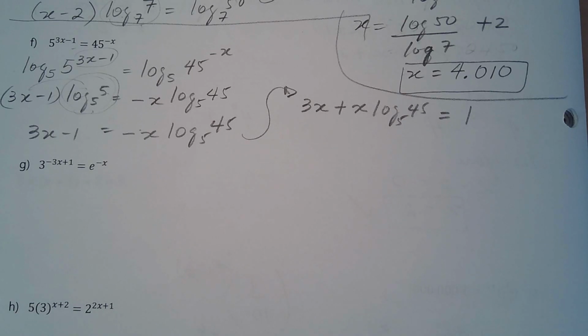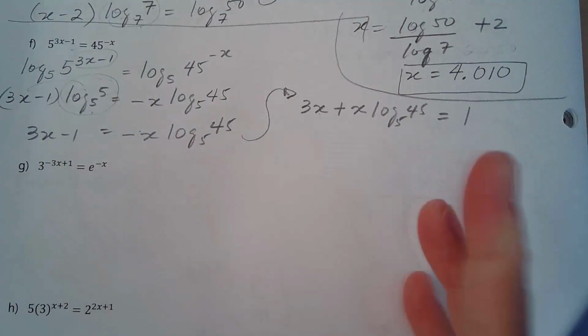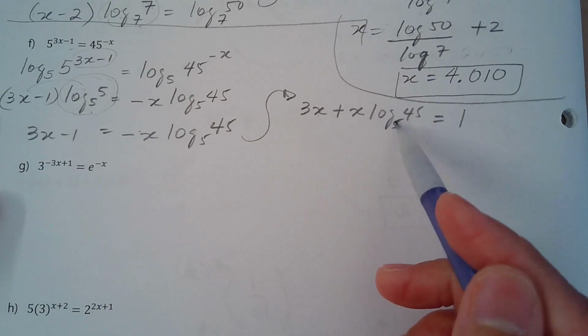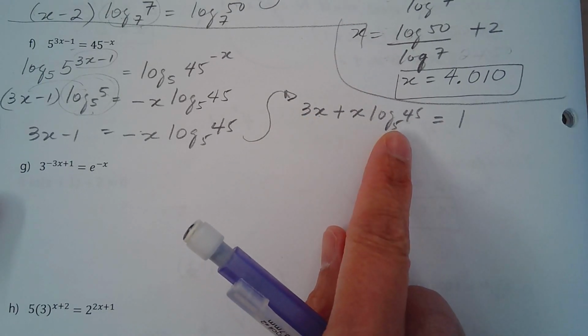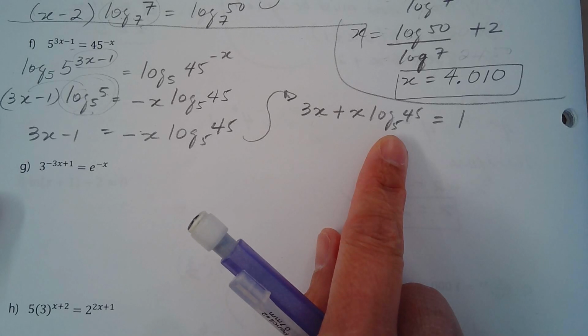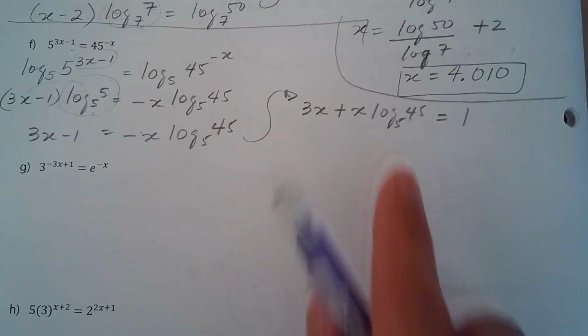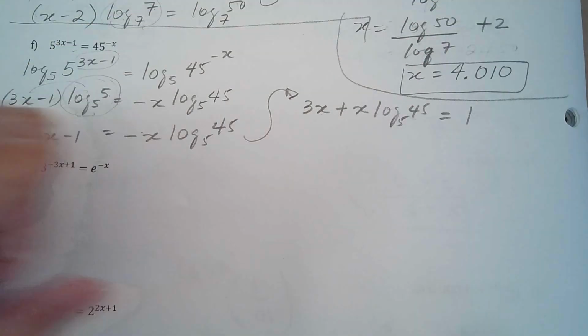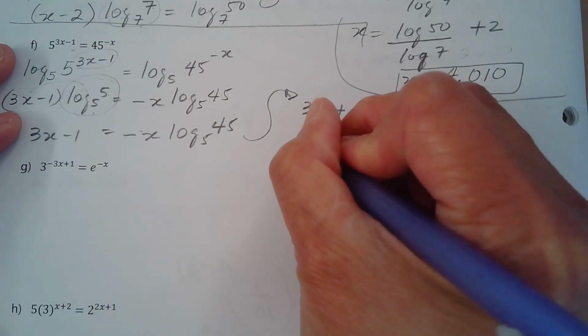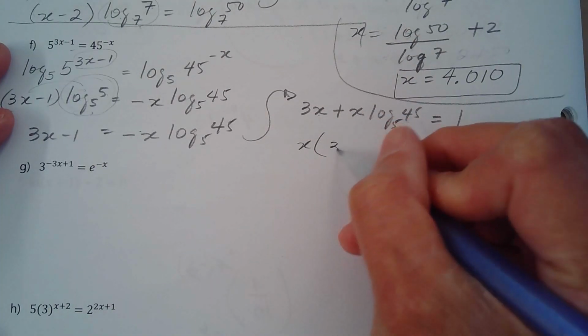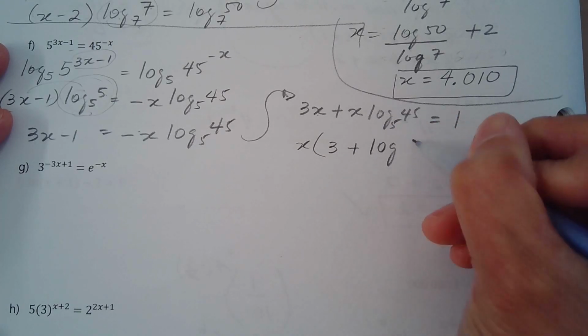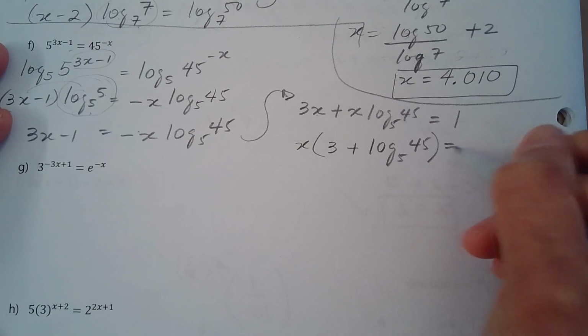Okay, so far so good. Any questions up to this point? No. Okay, so how can we get the x alone? Well, we can't really combine these two together, right? They're not the same term. This is 3x and this is x log 45, base 5. So how can we do this? Thinking is to factor out the x. If you factor out the x, what's left inside? 3 plus log of 45 base 5 equals 1.